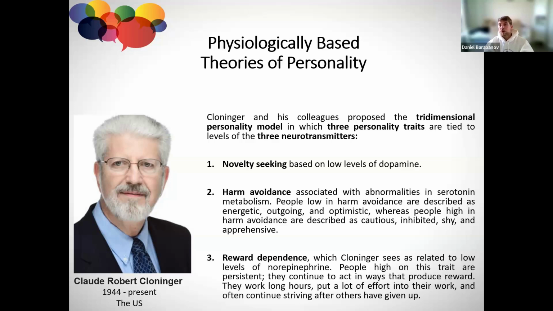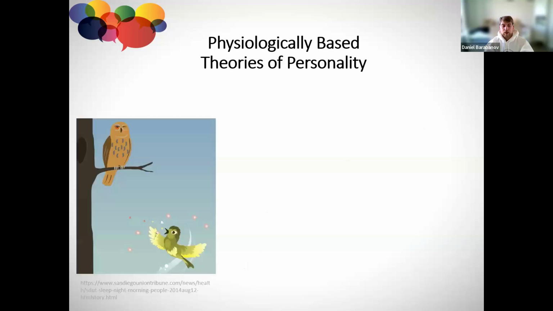And finally, reward dependence. Cloninger supposed that it's related to low levels of noradrenaline. People high on this trait are persistent. They continue to act in ways that produce reward. They work long hours, put a lot of effort into their work, and often continue striving after others have given up, right? Because they have lower levels of norepinephrine or noradrenaline, which is the same.